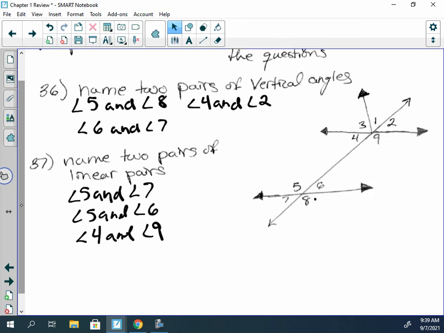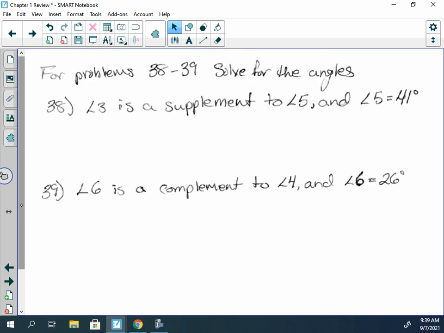Any other questions on 36 or 37? We good with these 2 here? Questions on 38 or 39?